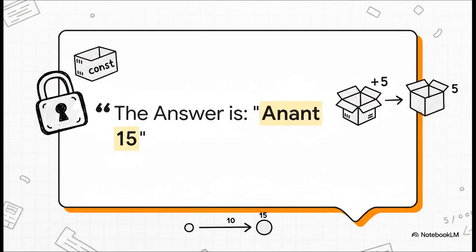All right, the answer is anont 15. The name is a const, so it never changes. It stays anont. But the score was made with let, so we were totally allowed to add 5 to it, bumping it from 10 up to 15. Simple as that. Hope that's what you got.